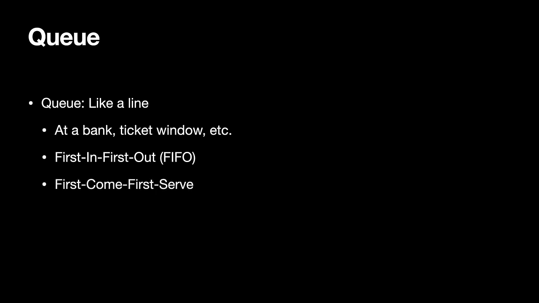Okay, another type of ADT is a queue. A queue is like a line, so if you think of a line at a bank or a ticket window or something where people queue up, get in line one after the other. And just like at a bank or a ticket window, it's first in, first out, otherwise known as first come, first serve. So the term first in, first out is commonly used in computing, and it has the acronym FIFO.